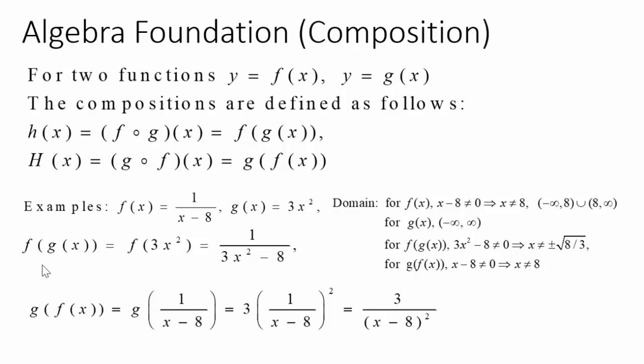Later we check what is the domain of f of g of x. In this result, we see 1 over 3x squared minus 8. So we also need to say 3x squared minus 8 cannot be 0. And after simplification, you will find x cannot be equal to plus or minus square root of 8 over 3. And then g of f of x, the last result we have here, 3 over x minus 8 squared. So in this case, x minus 8 should not be equal to 0. That means x cannot be equal to 8, which is the same as the function f of x.